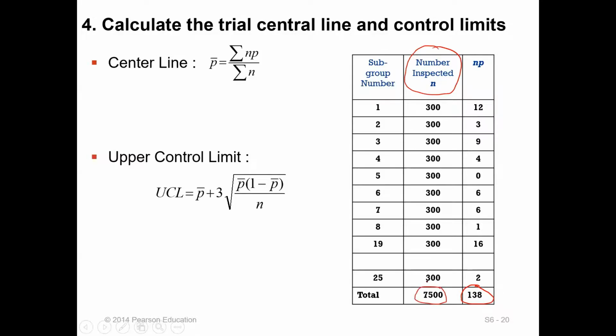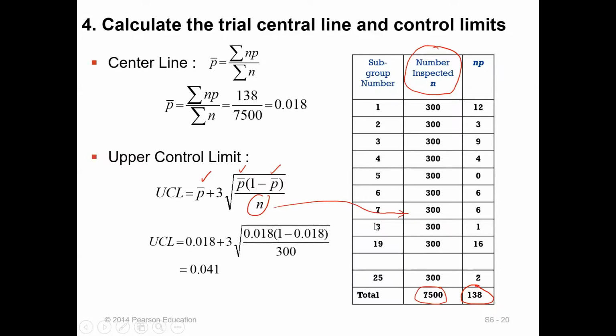By dividing 138 by 7,500, you will get P bar. P bar represents the center line of the control chart, and this is 0.018. By knowing the P bar, you just replace P bar into the formula for the upper control limit and lower control limit. We have the P bar here, and n is equal to 300, consistent. Therefore, the upper control limit is 0.041.